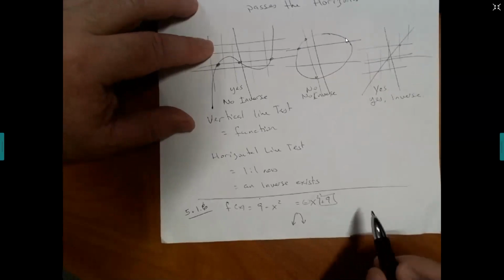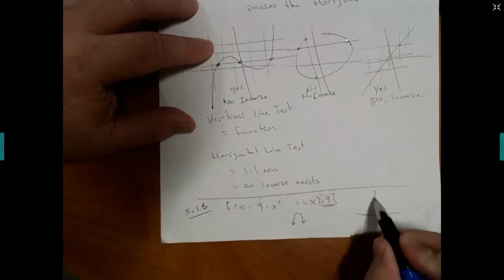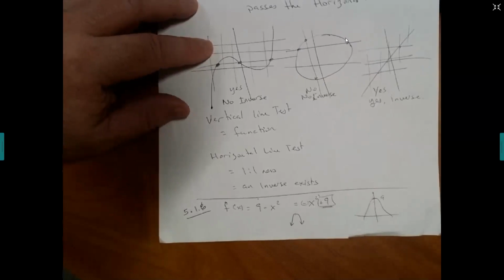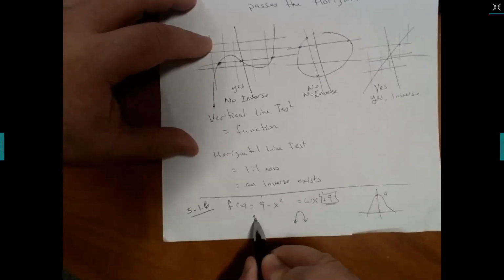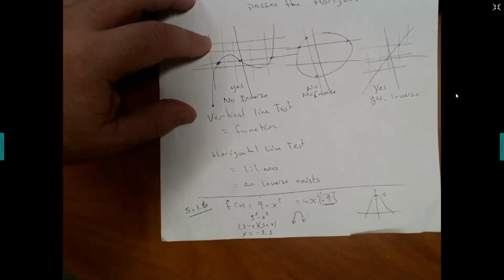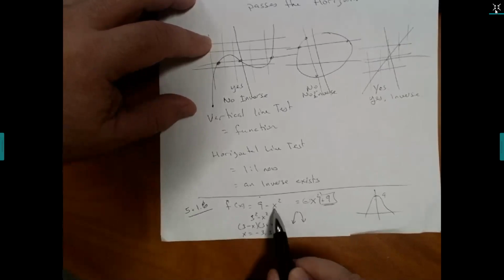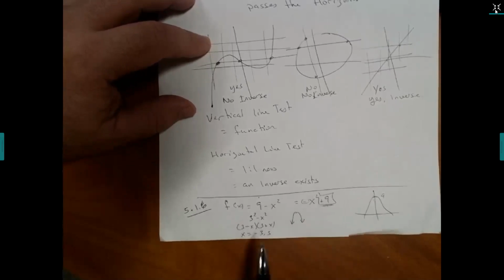It doesn't move left or right, that's the y-intercept. So it moves the graph up 9 spaces. Looking at this, 3 squared minus x squared, we know it's going to be 3 minus x, 3 plus x. So the x-intercepts are at positive and negative 3, and the y-intercept is at 9. Again, we have to find the y-intercept, the x-intercepts, the direction, and the shape.